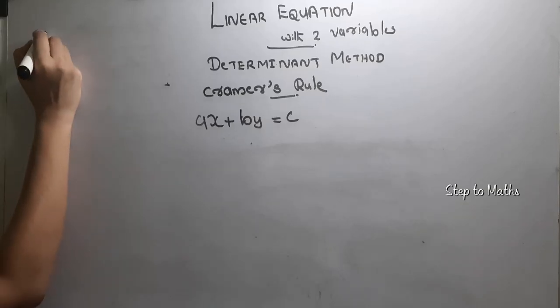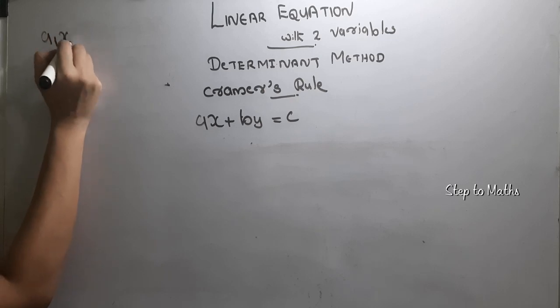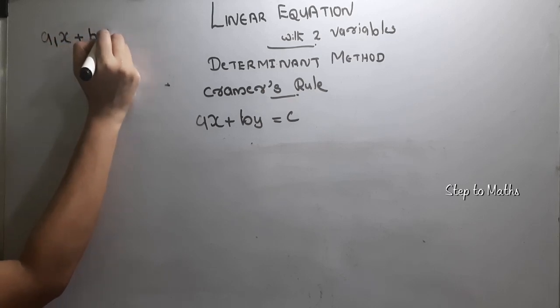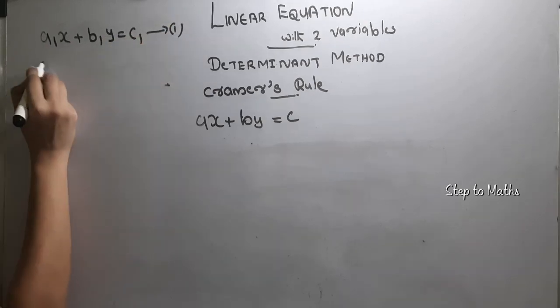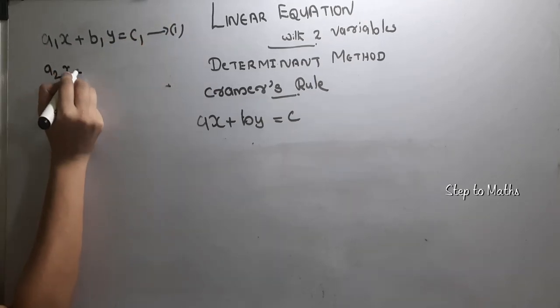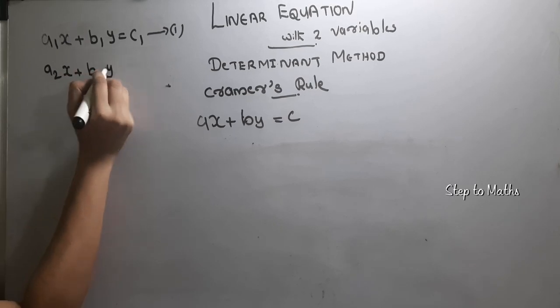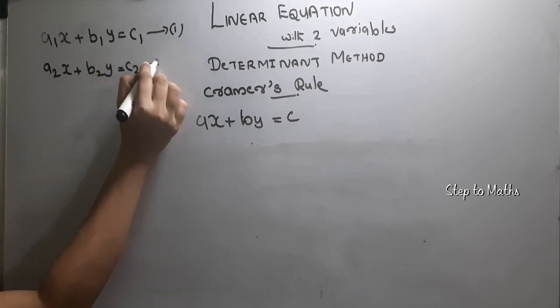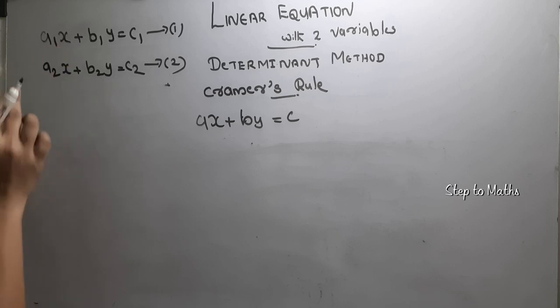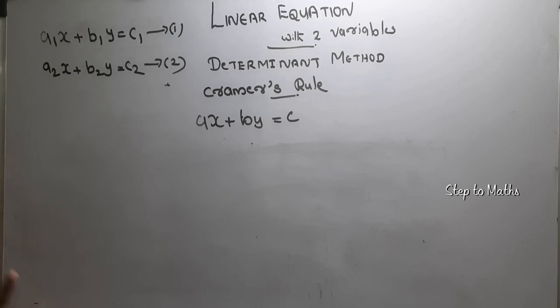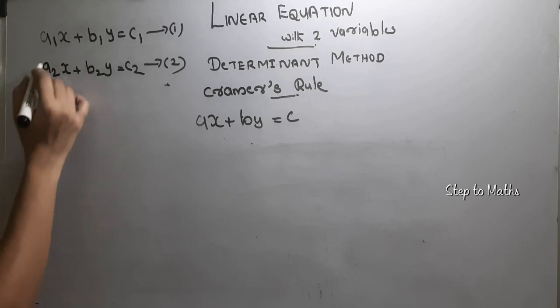The equations are A1 x plus B1 y equal to C1, and A2 x plus B2 y equal to C2, equation number 2. In the determinant method, we just pick out the coefficients of x and y. That is, we represent the real numbers as determinants.